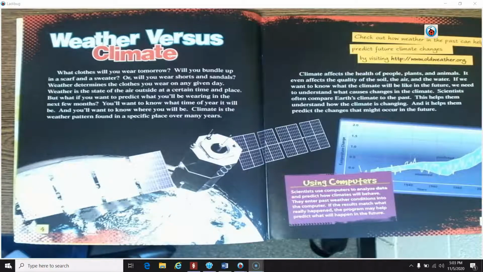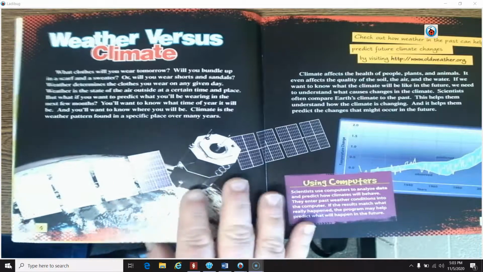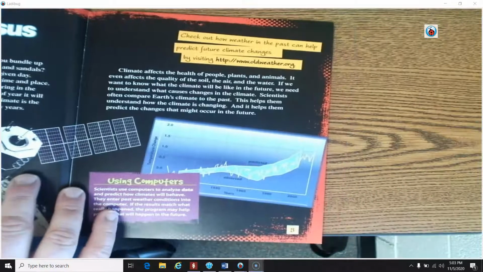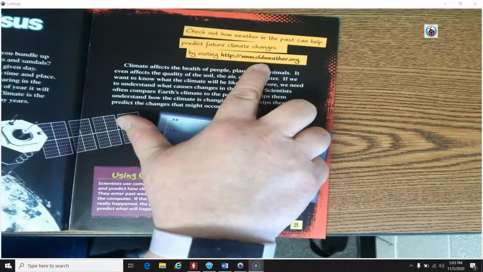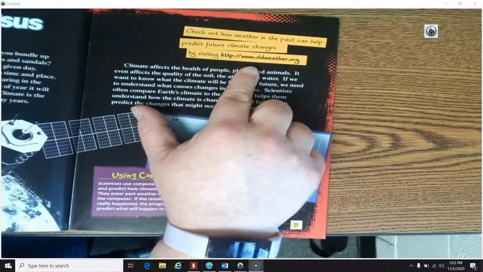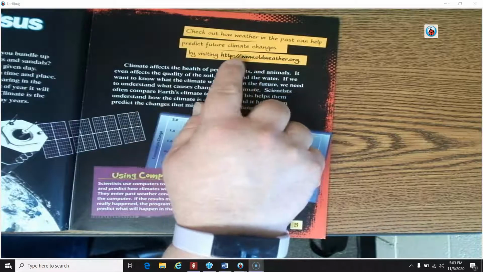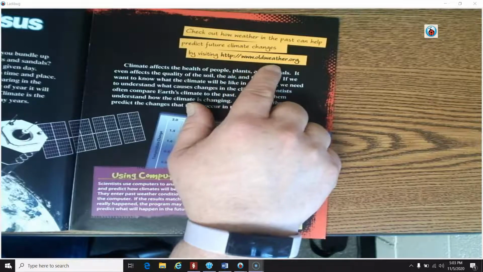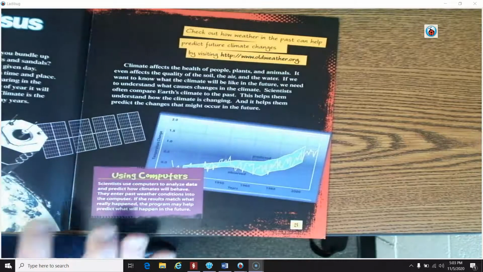So fourth graders, climate is a pattern of the way an area is over a long period of time. So weather is day to day and changes. Climate does not change much over many years, okay? So here's a cool website you could go to. Check out how weather in the past can help predict future climate changes. It is www.oldweather.org. You might want to check that out.